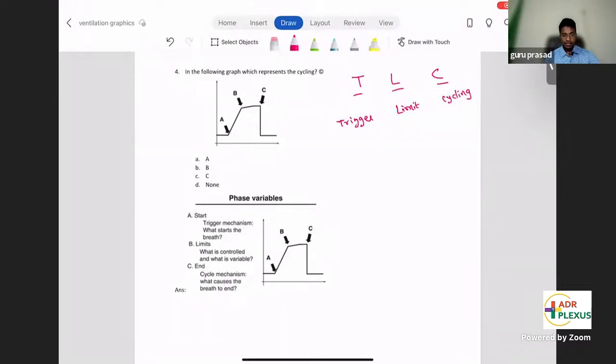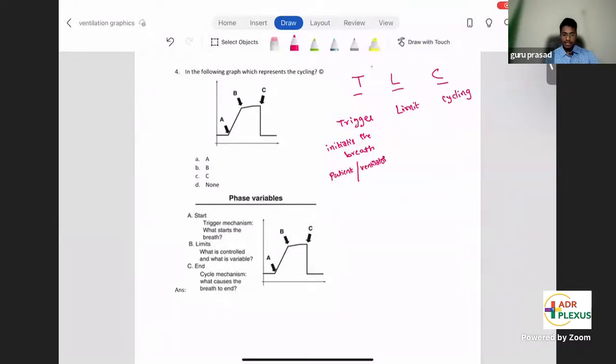So what is the trigger? It means that which is initiating the breath. The one that is initiating the breath is called the trigger. So who will initiate the breath? The patient can initiate the breath, or if the patient is not breathing, the ventilator can give the breath. So basically, then you call it a patient triggered or a ventilator triggered breath.